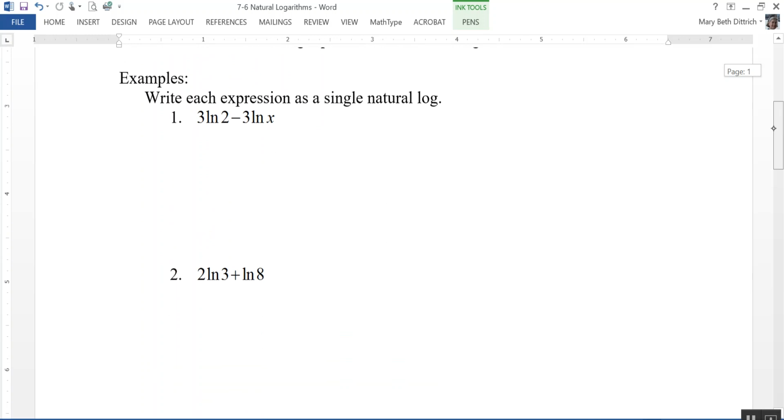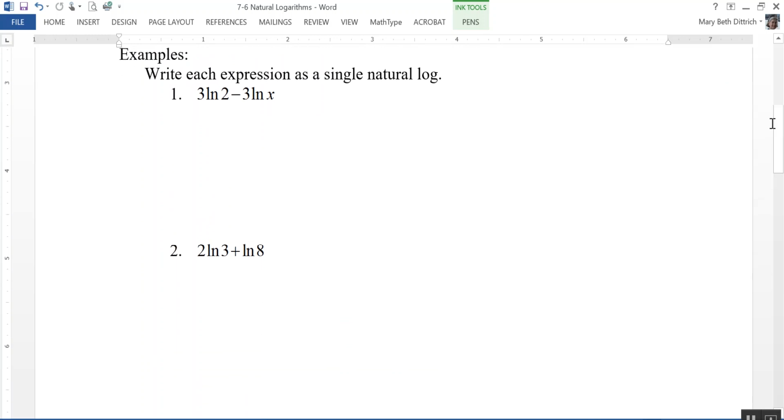Here we need to write each expression as a single natural log, using the properties that we saw in the previous section. So 3 times the natural log of 2 minus 3 times the natural log of x. First thing I'm going to do is take that coefficient and make it an exponent. So this is going to be equal to the natural log of 2 to the third minus the natural log of x to the third, and 2 to the third is 8. And because I have subtraction, I can write that as a single natural log using division. So that's going to be equal to the natural log of 8 over x to the third power.